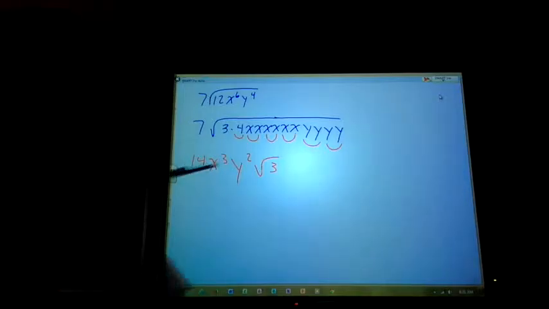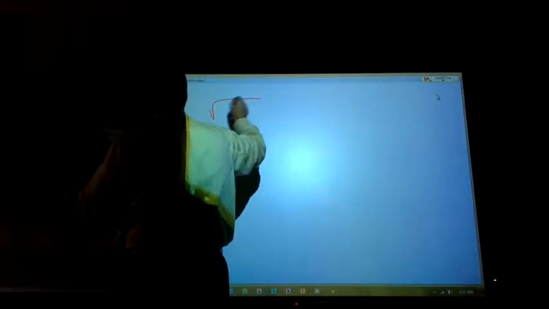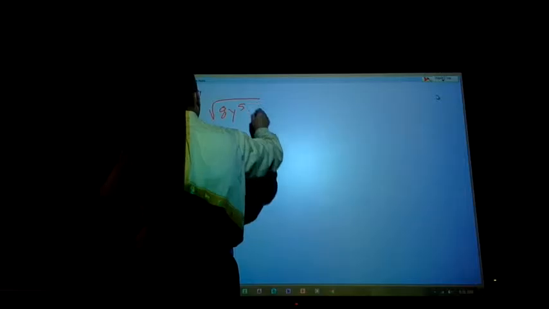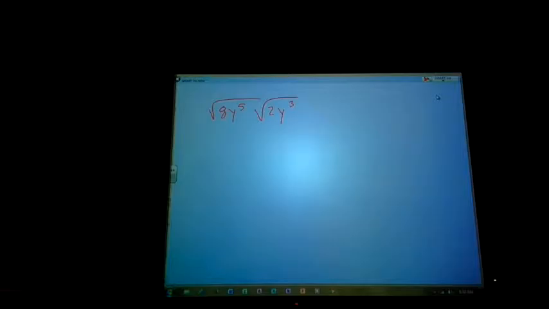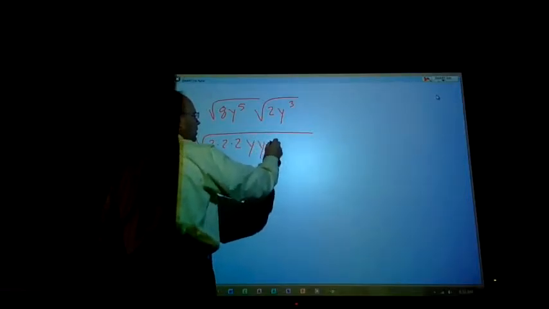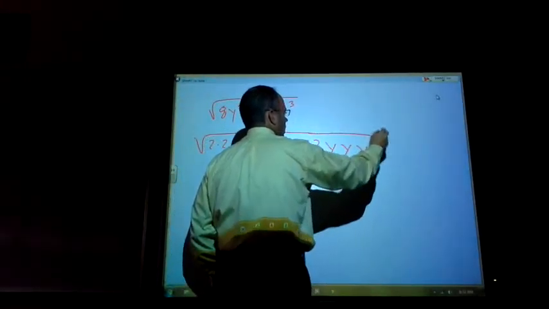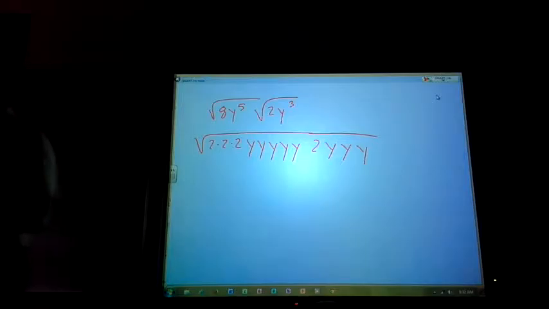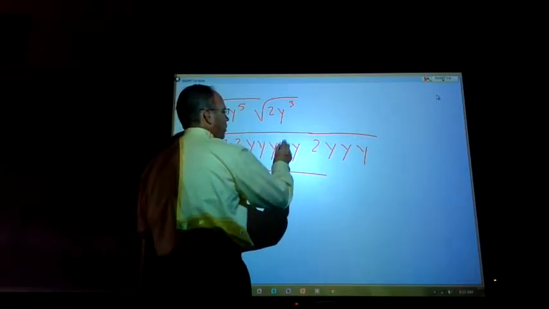Let's see. Number 13. This might be one of those problems that we should probably write all out. So 8 breaks down to 2 times 2 times 2, and then I got all these y's. And then I get 2 and then y. And this is where people are looking at it going, why can't I just have all the numbers together and all the letters together? Oh, you can. You could have this. 8.